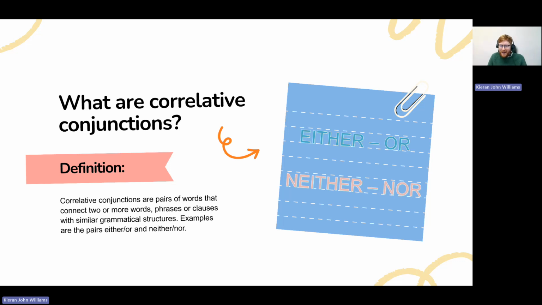So, what are correlative conjunctions? So they are those pair of words that connect two or more words or clauses or sentences together with some kind of similar grammatical structures in each of those things. So we've got either or and neither nor. Okay? So either or is when you're trying to choose one option from two options. And neither nor, these are kind of the opposite. They are the negative form. It is when you want to do zero from two options.